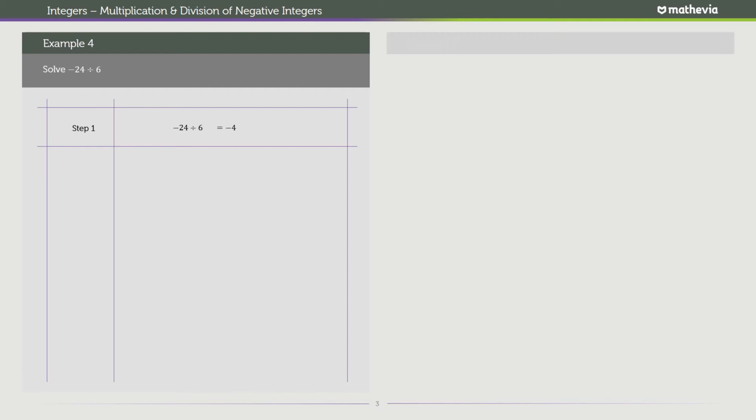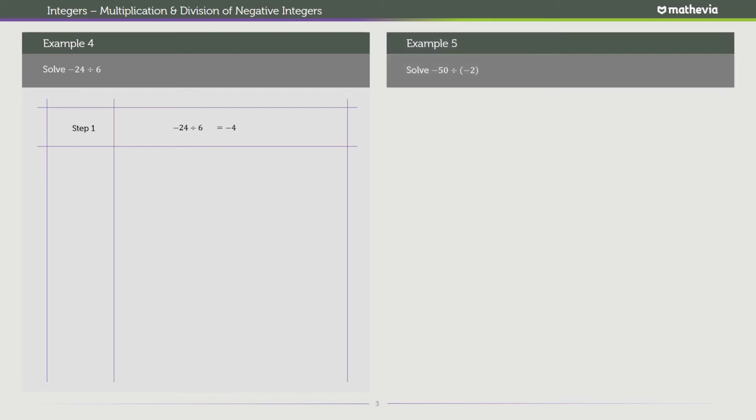Now let's do one final example, and this is minus 50 divided by minus 2. Minus 50 divided by minus 2. We have a negative number divided by a negative number. Now look at this. Would your answer be positive or negative? Answer would be positive, because the signs are the same.